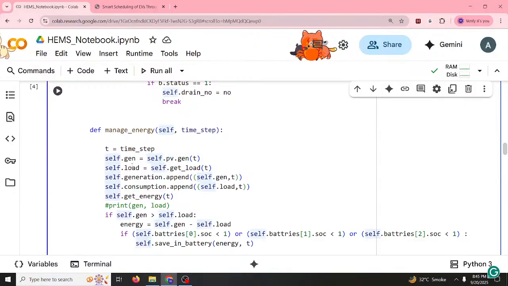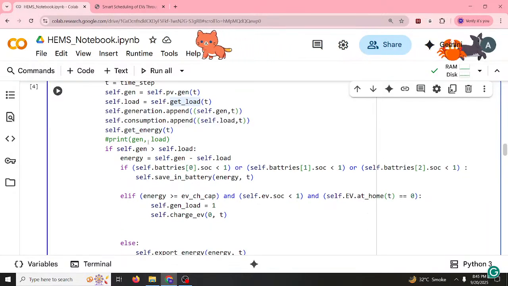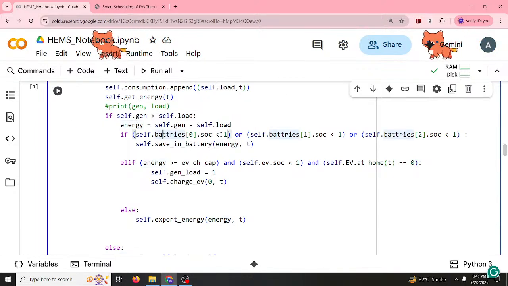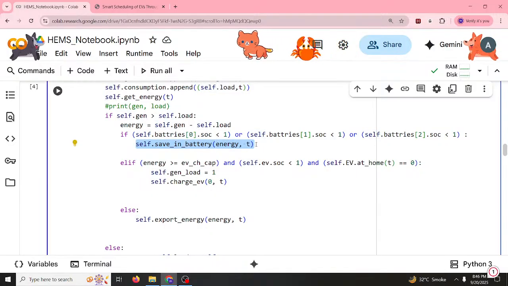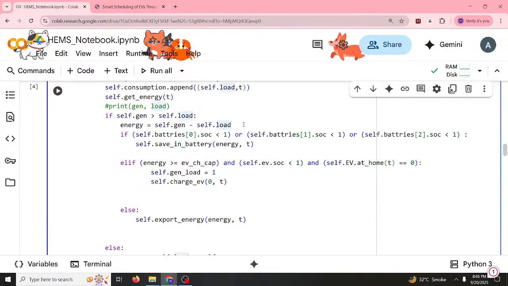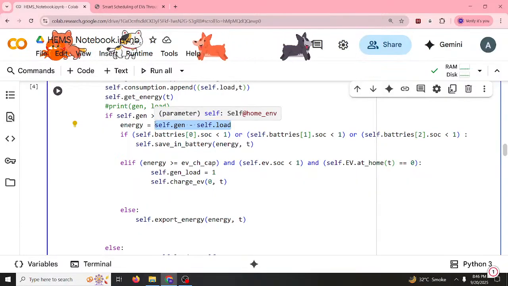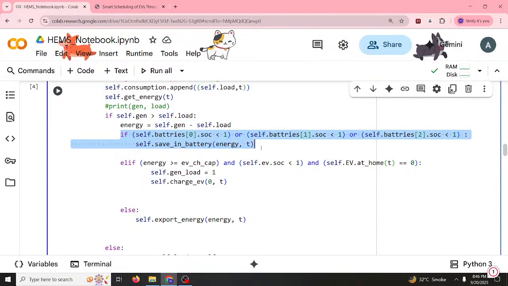In this method, we take the generation, take the load, and get the energy. If the battery SOC is less than 1, for any of the three batteries, we save some energy in it. That energy is after fulfilling the load. So the first priority is the load. That means the consumer's comfort is the first thing. Then we save the extra amount of energy.